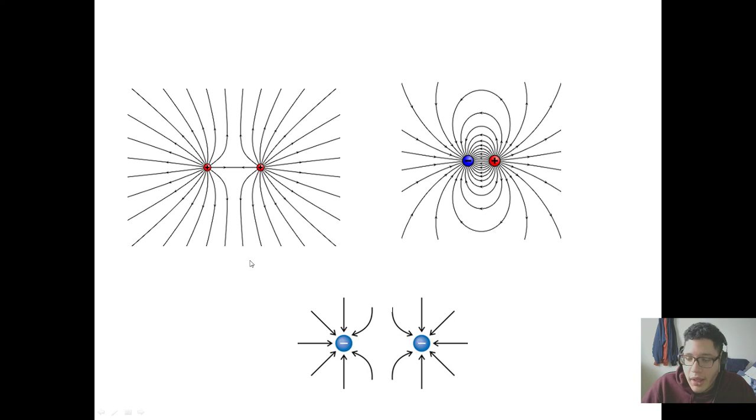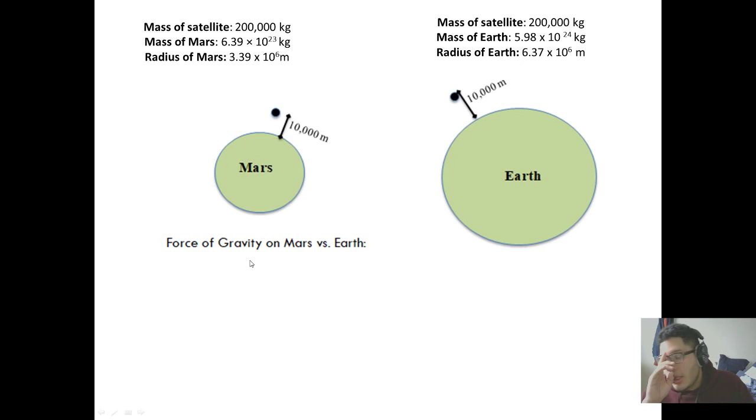Okay. Moving forward. Now, this is an image that you have on your worksheet. If you printed it out, then you should have this in front of you. If you don't, you can just draw it in.